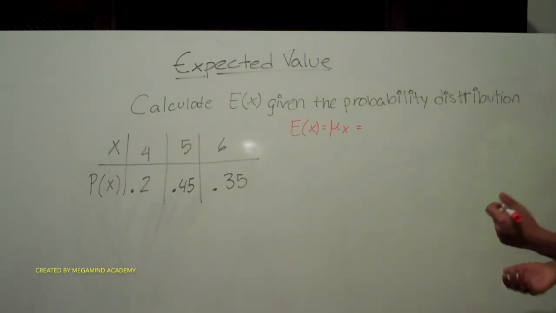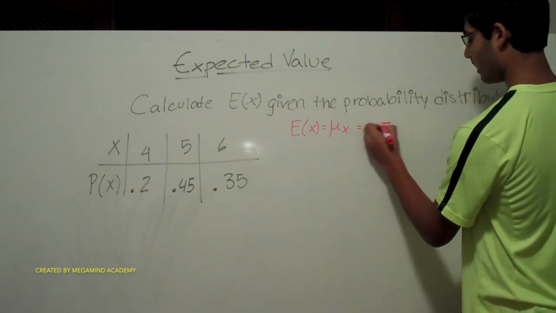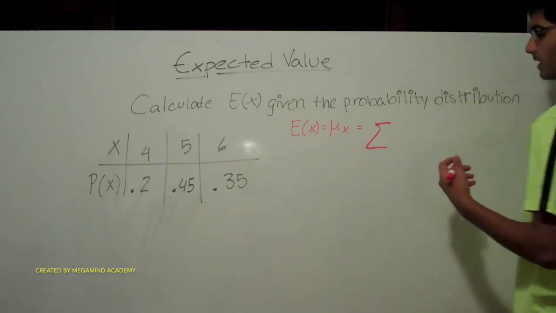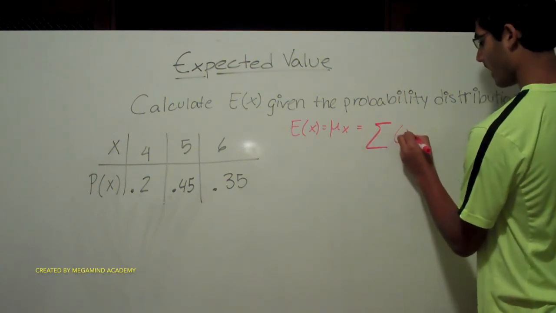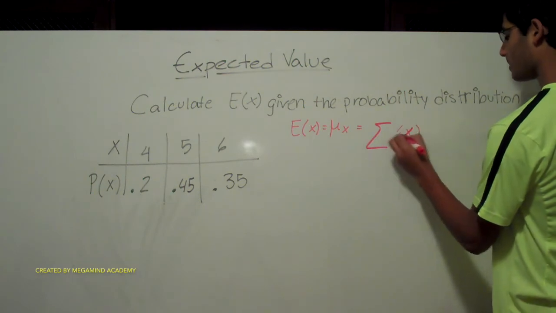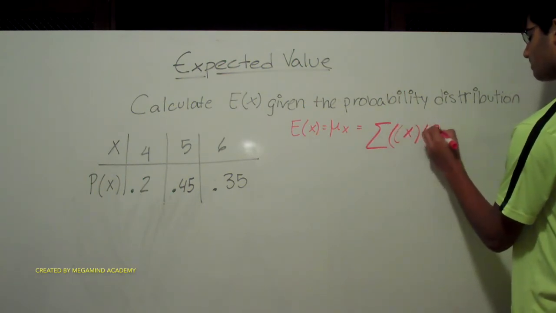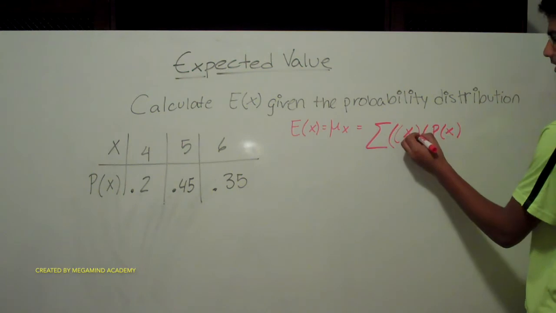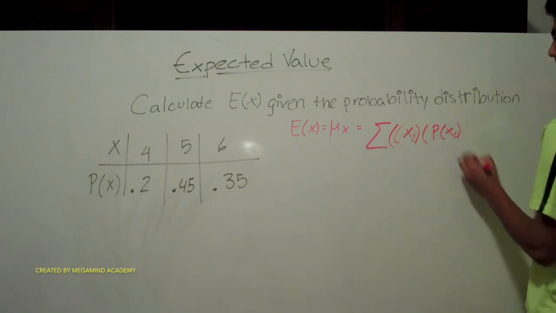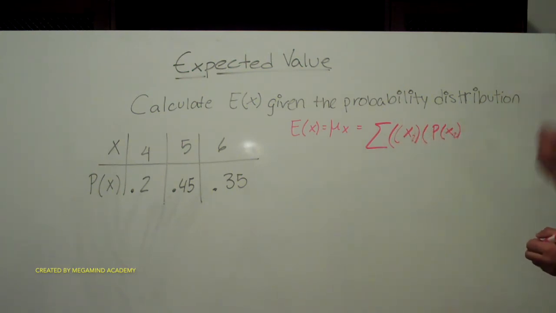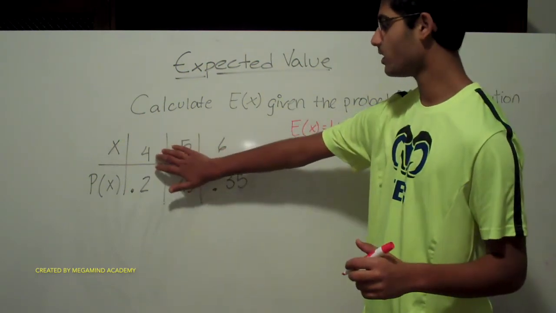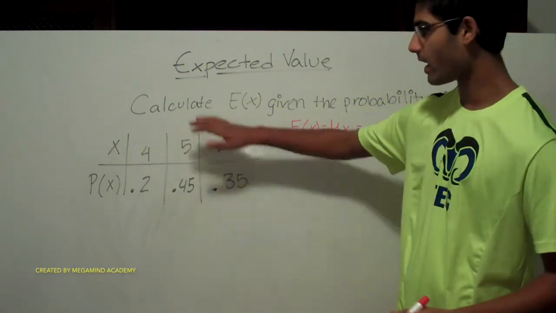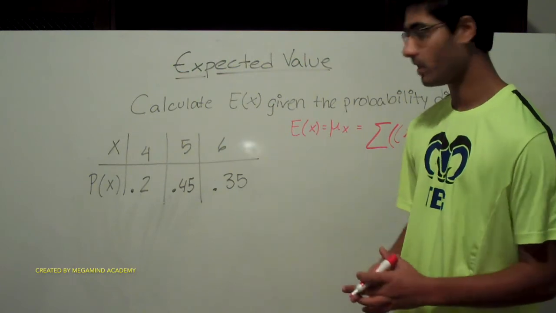Well, it's pretty simple. All we do is take the sum. It's going to look really weird, but it's simple. We take the sum of x times p of x, let's say x sub i times p of x sub i. So that's it. All we have to do is take the x value and multiply it with its probability, do that for every x value, and then sum up your values.